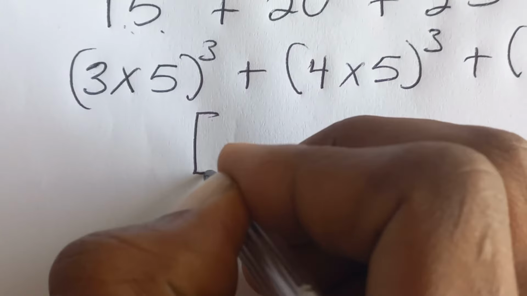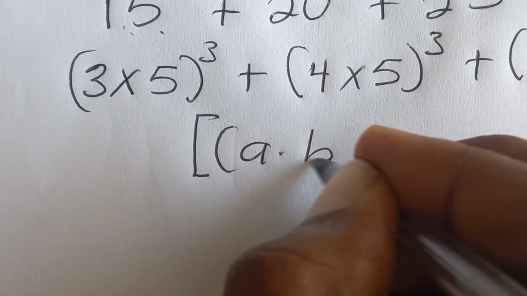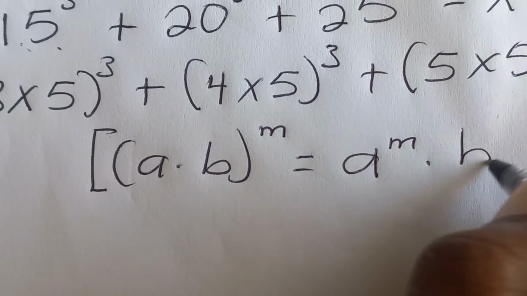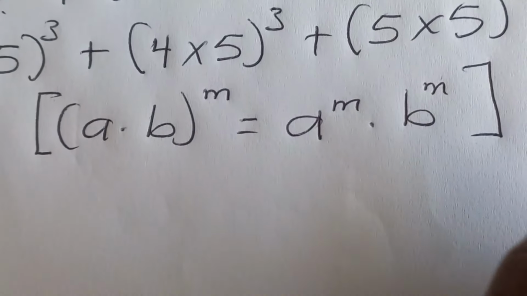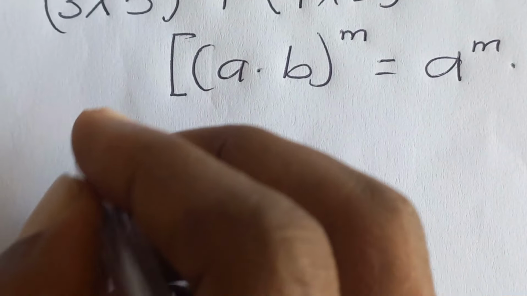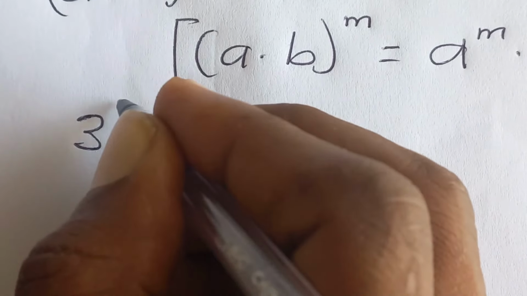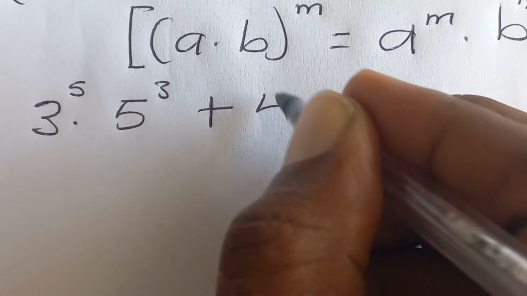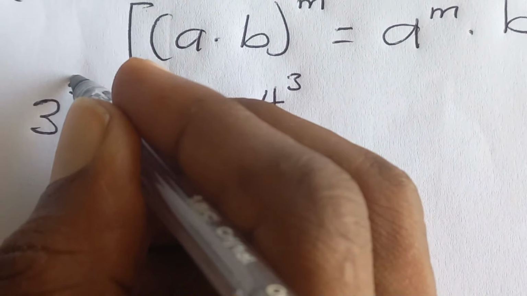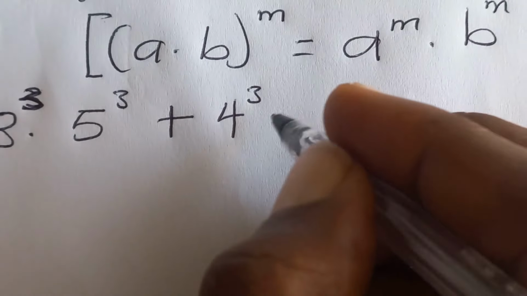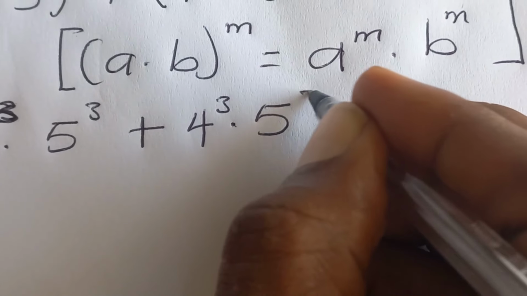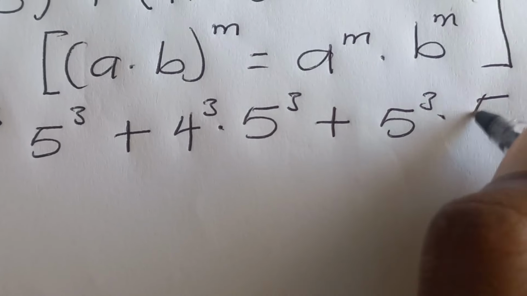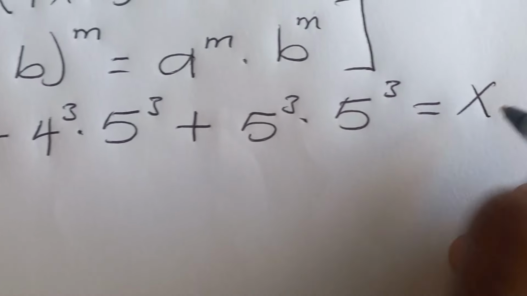Now, in algebra, when you have a times b, all exponent n, it is the same as a exponent n multiplied by b exponent n. So we are going to apply this here. So with this, we have 3 exponent 3 multiplied by 5 exponent 3, plus 4 exponent 3 multiplied by 5 exponent 3, plus 5 exponent 3 multiplied by 5 exponent 3 is equal to x exponent 3.